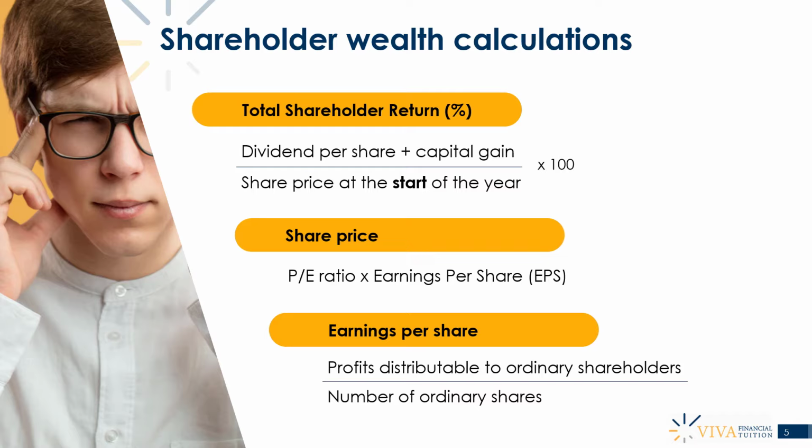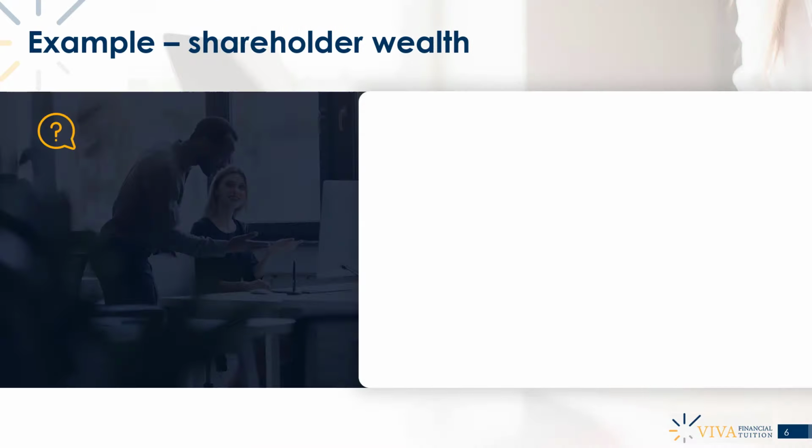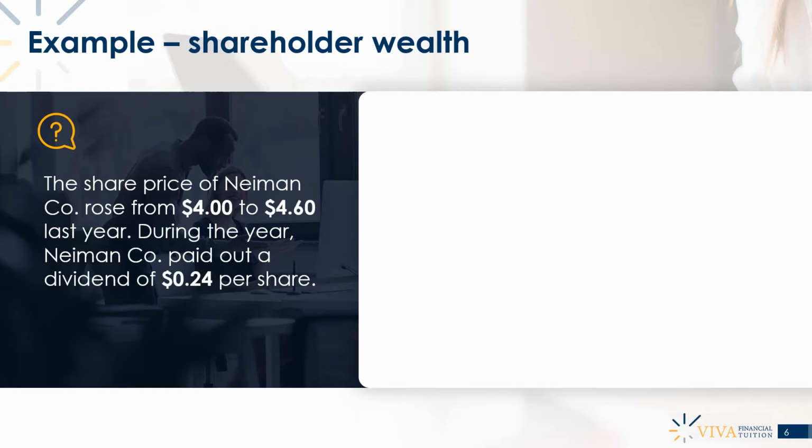Let's now practice some of these calculations. So here's an example that we're going to use for our shareholder wealth calculation. So we're told that the share price of CIMA Co rose from $4 to $4.60 last year. And during that year, they paid a dividend of 24 cents per share. And we're asked what's the annual return to shareholders, the total shareholder return. Pause the recording here and have a go at the calculation yourself.